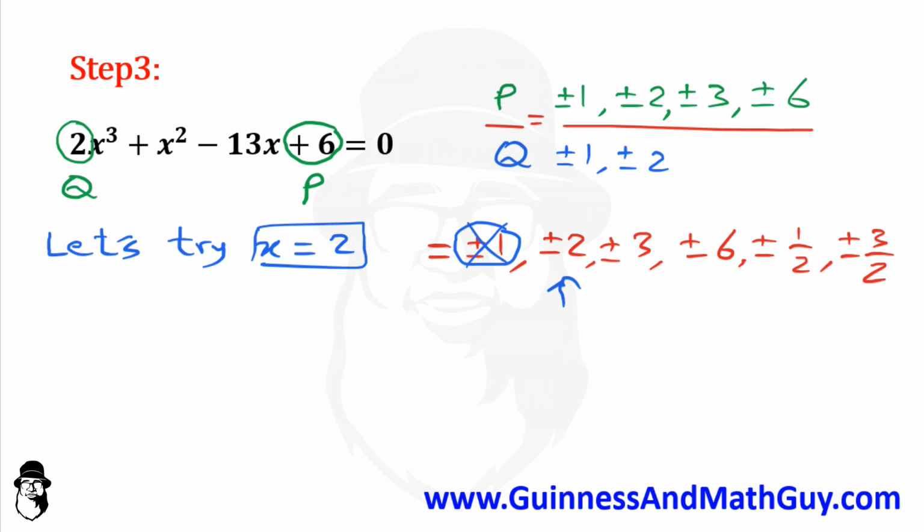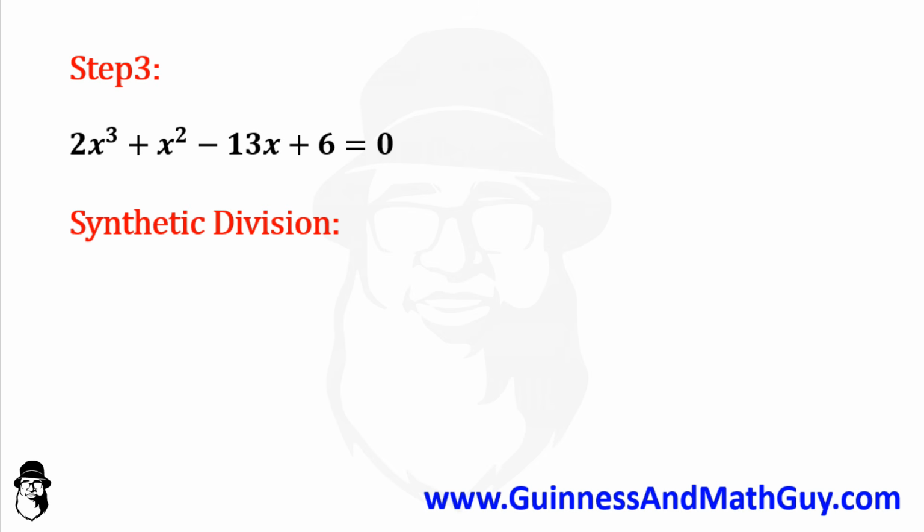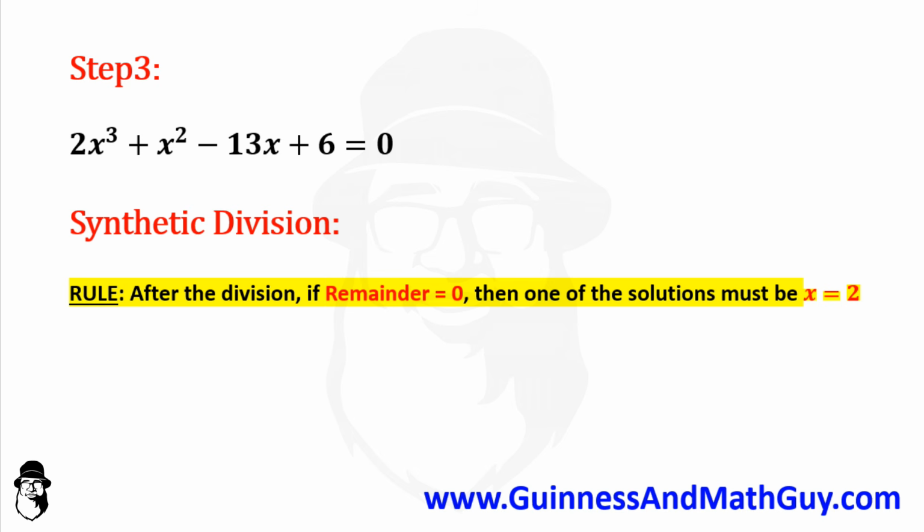For that we need to do something called synthetic division, and in synthetic division, first let's see the rule. The rule is after the division, if the remainder is 0, then this value that we are checking, let's bring that here.